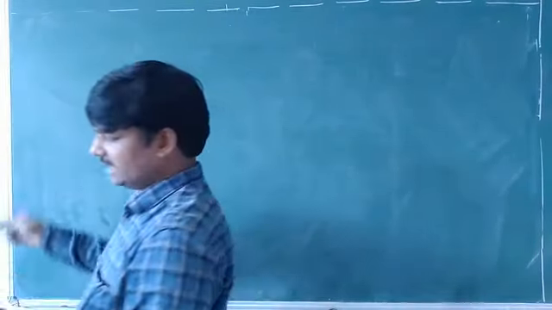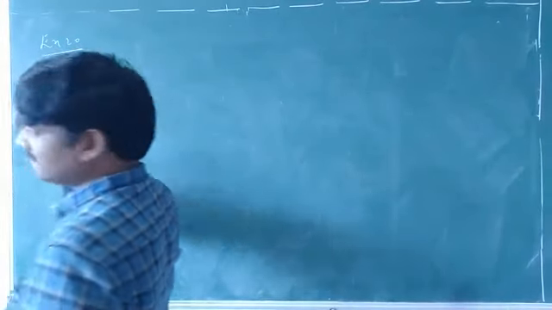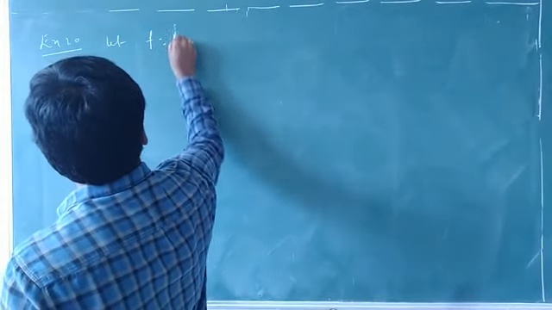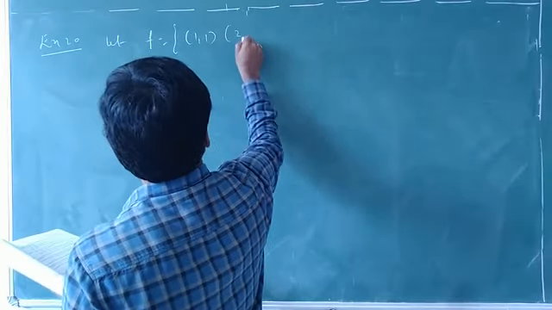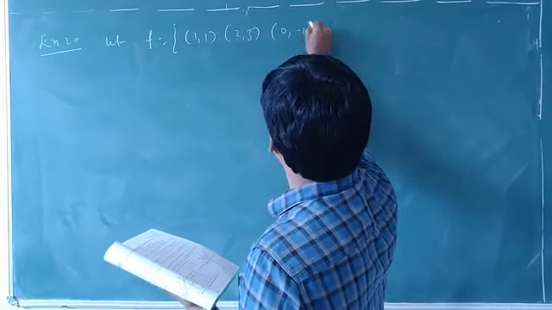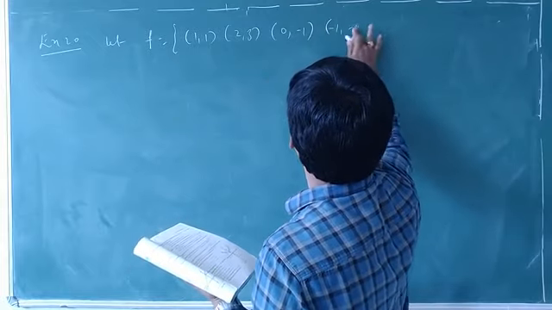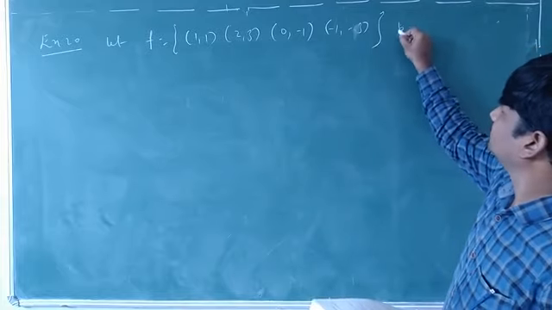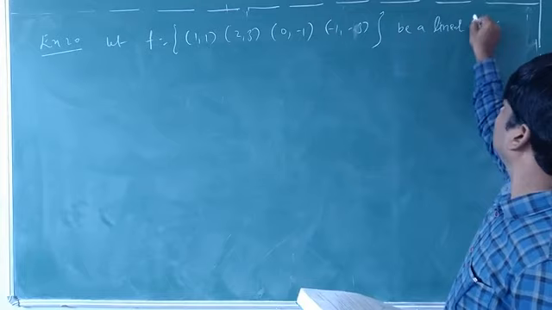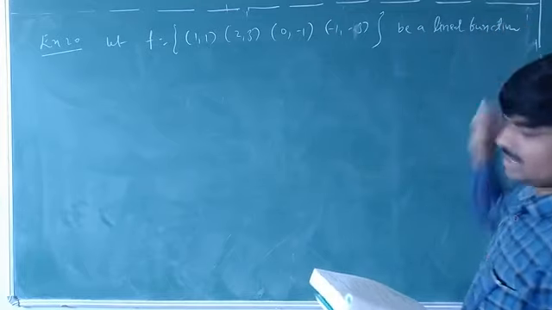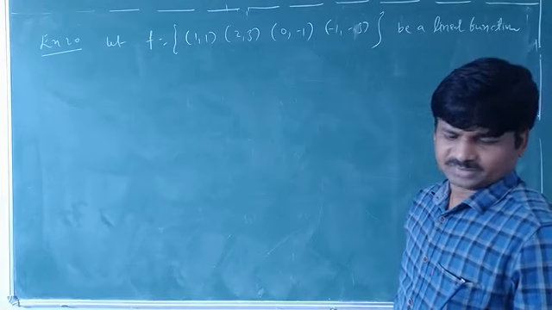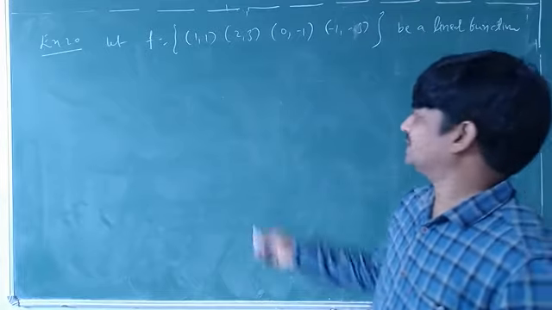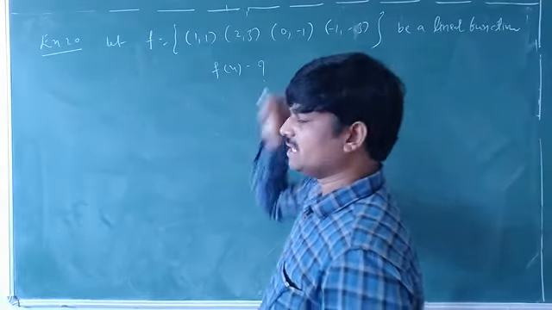Now what is the question given here? It is Miscellaneous Example 20. Let f = {(1,1), (2,3), (0,-1), (-1,-3)} be a linear function. This function is given, be a linear function from Z to Z. Then find f(x). This f(x) is asked.